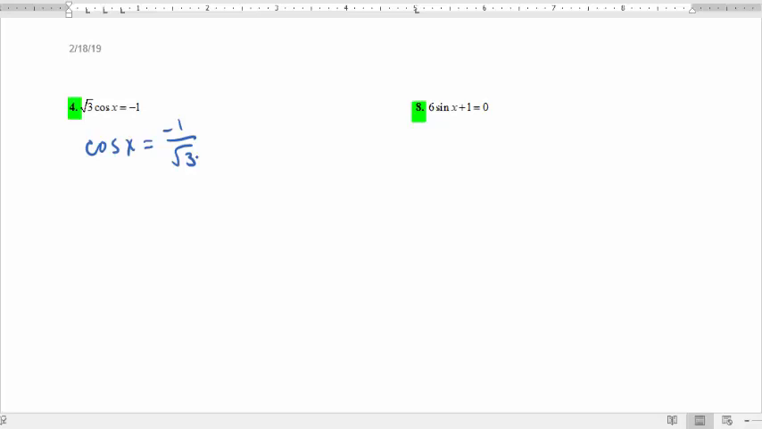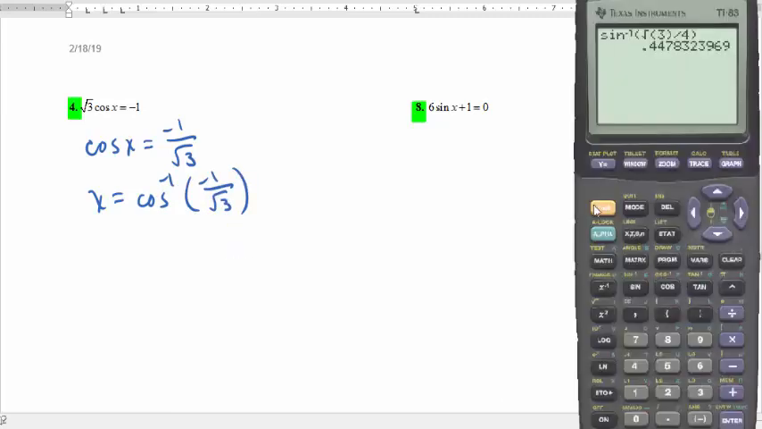But this is not the tangent, this is the cosine, so we're going to have to again use our calculator, right? In this case, we'd be doing inverse cosine on both sides. So we'd say x is the inverse cosine of negative 1 over the square root of 3. So we'll punch this in now. We'll do second cosine, and we want negative 1 divided by the square root of 3.